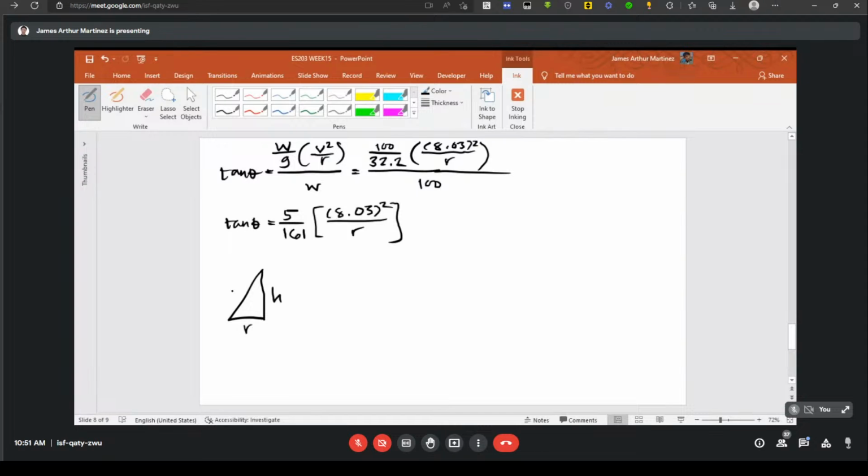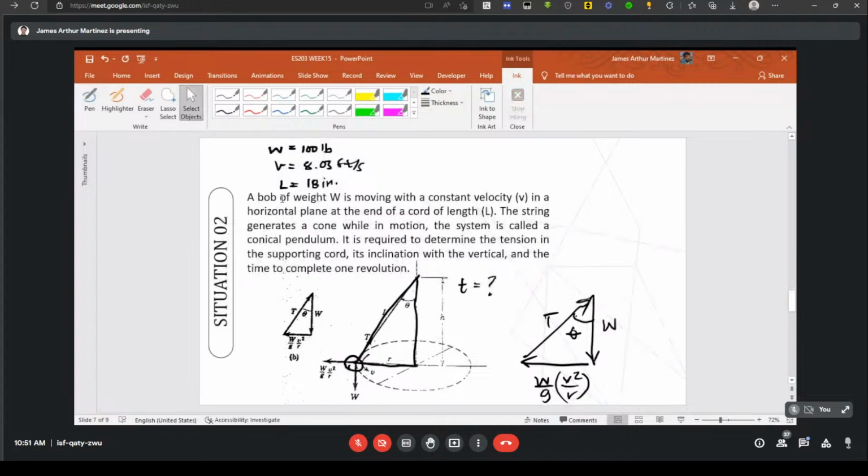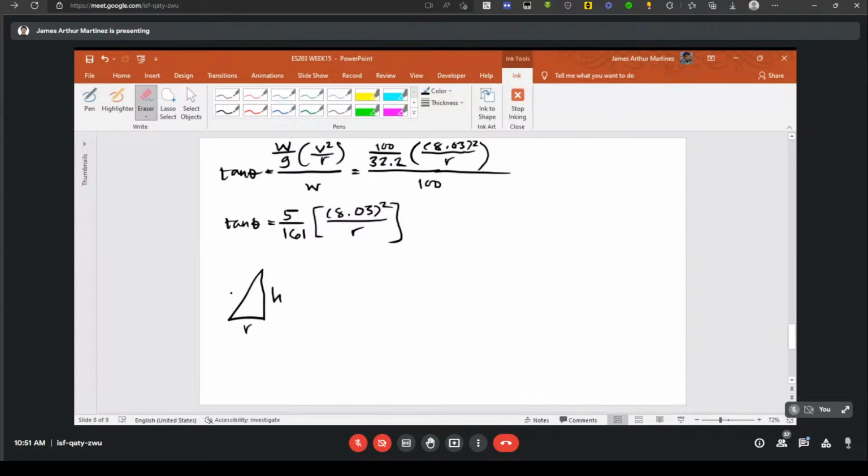So this is the vertical height, then the radius and the length of the chord, no? In which the given is 18 inches. So if this is 18 inches, we just need to convert it into feet so that the units are compatible with our problem. If we convert in terms of feet, it becomes 1.5 feet, right?